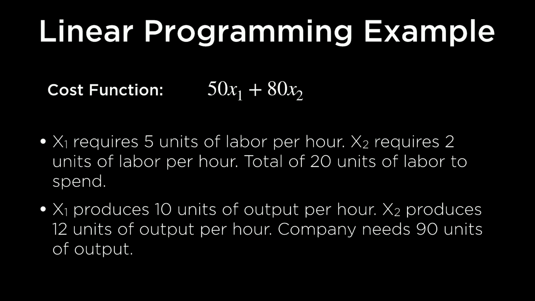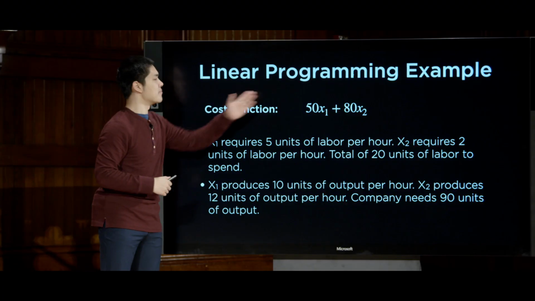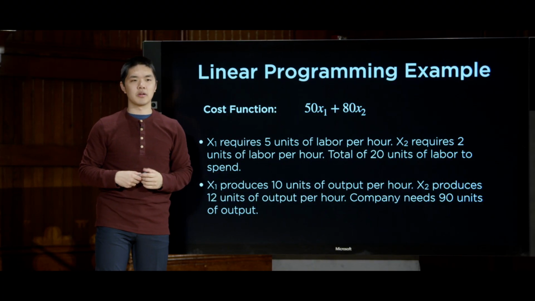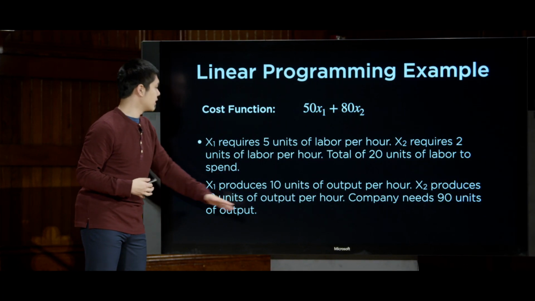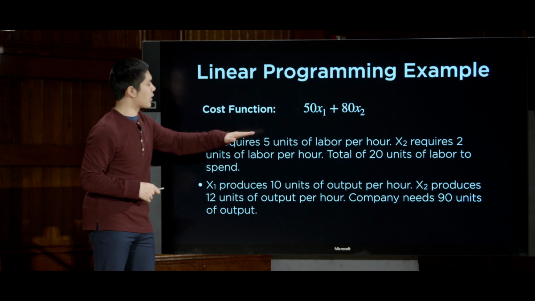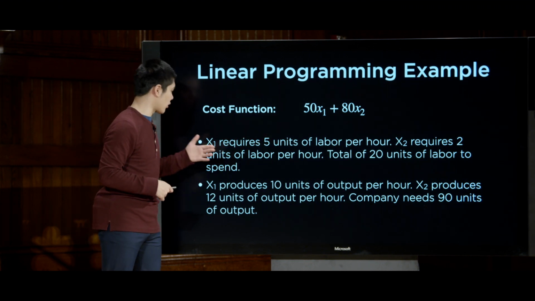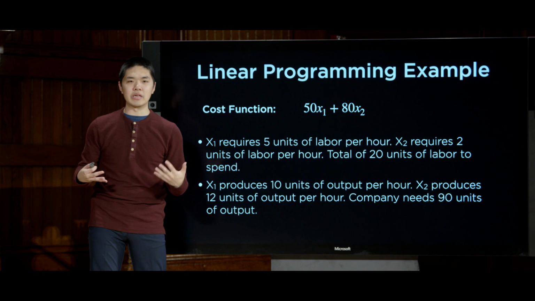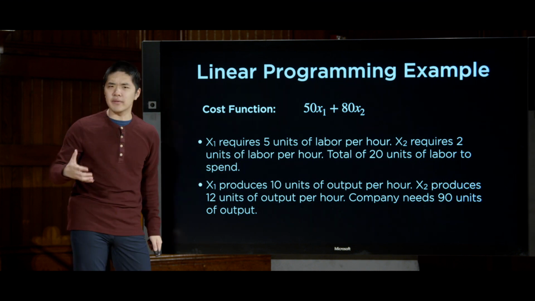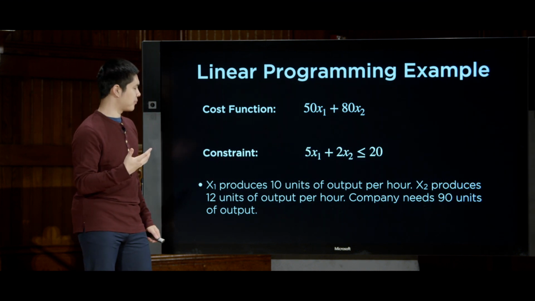This is an example of a linear equation, just some combination of these variables plus coefficients that are placed in front of them. And I would like to minimize that total value. But I need to do so subject to these constraints. x1 requires 5 units of labor per hour, x2 requires 2, and we have a total of 20 units of labor to spend. And so that gives us a constraint of this form.